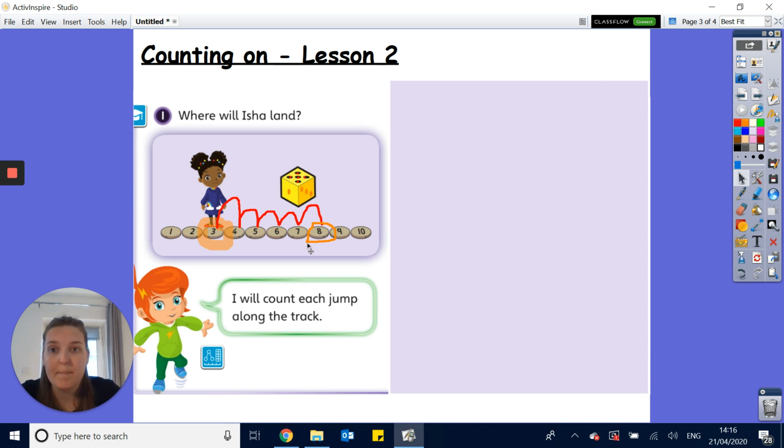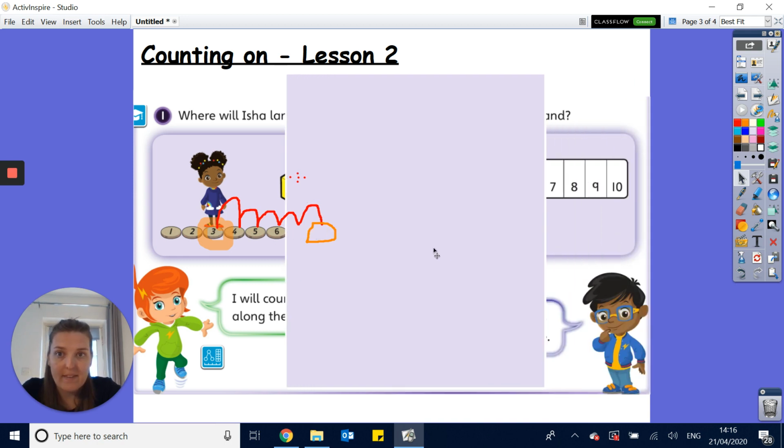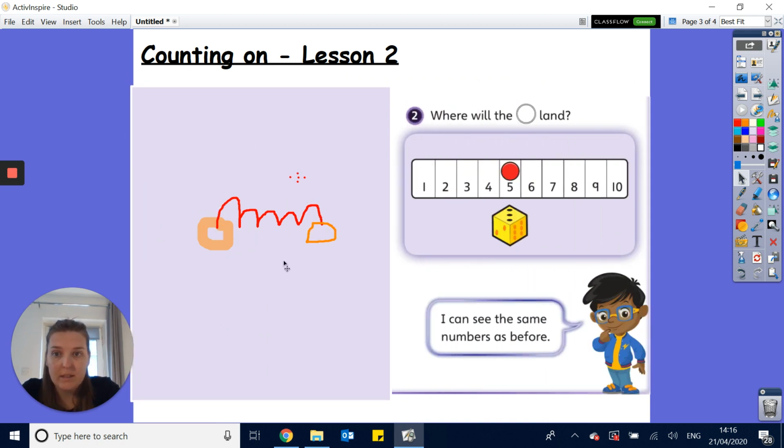Okay, so here's my one. First, Aisha was on the number 3. Then she jumped 5 steps, and now she is on the number 8. Thumbs up if we had the same story together. Okay, we're going to have a look now at the second example.